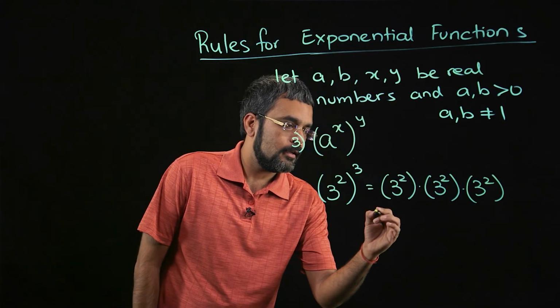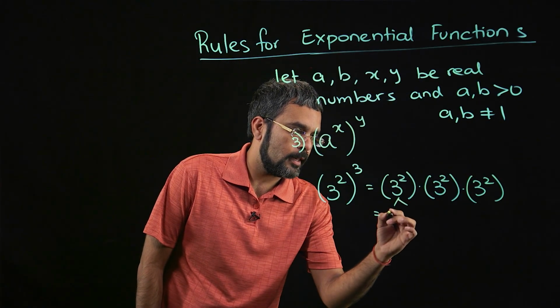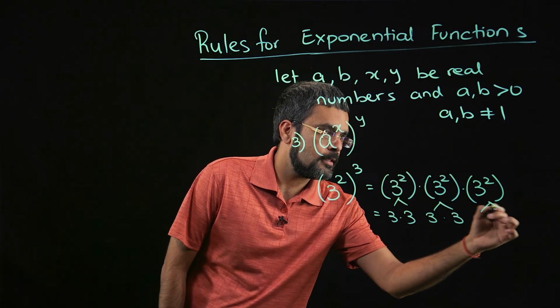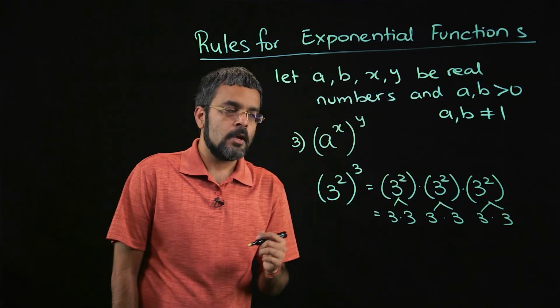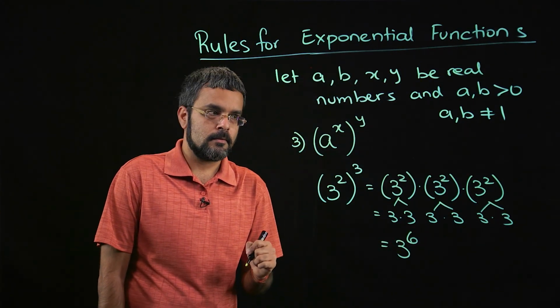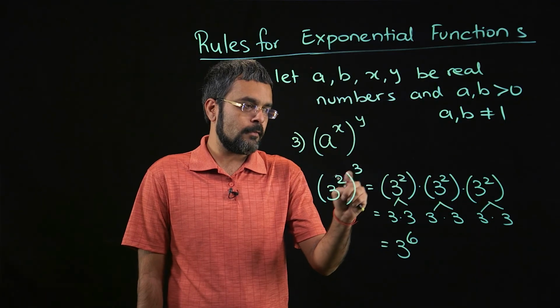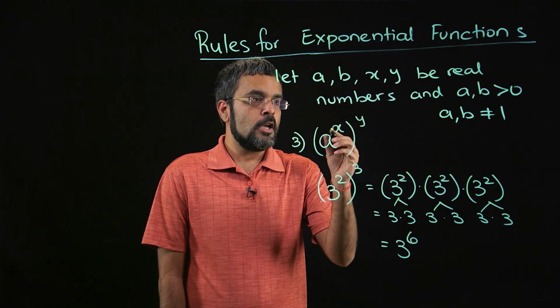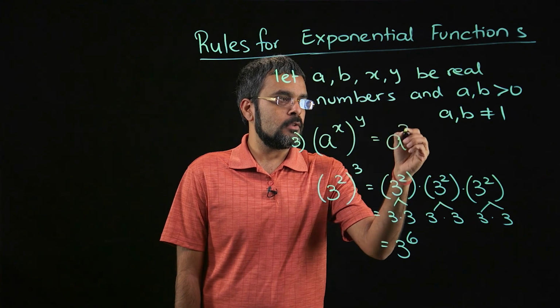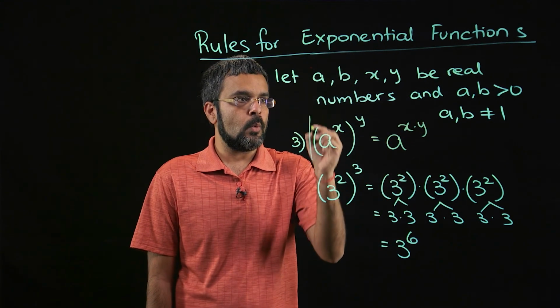And again, what does the 3 squared do? Well, that is 3 times 3. This is 3 times 3. And then this again is 3 times 3. So all in all, I'm multiplying 6 3's, right? And how do I get the 6? I can think of it as multiplying the 2 and the 3 here. So if I'm raising an exponent to an exponent, that gives me a to the x times y.